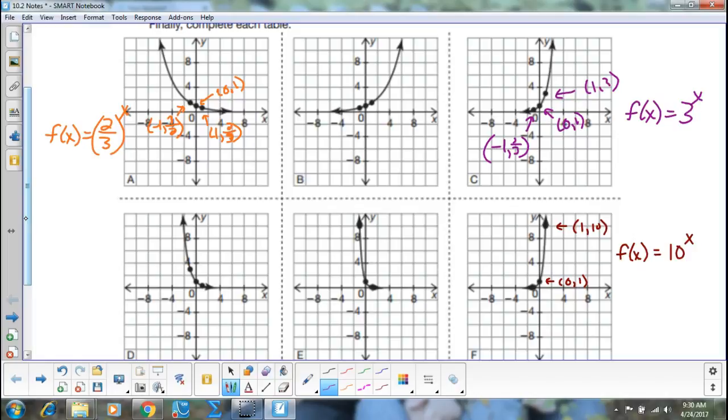Just spitballing here, why would 0.1 to the x have to be a steep decay? Not going up by 0.1 every time. Multiplying by what? By 0.1 every time.